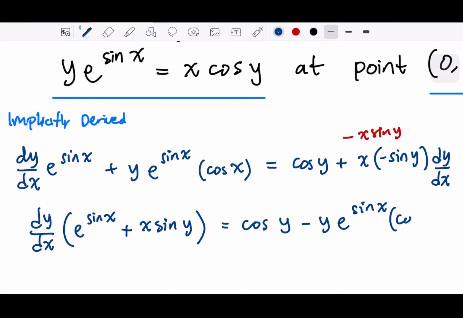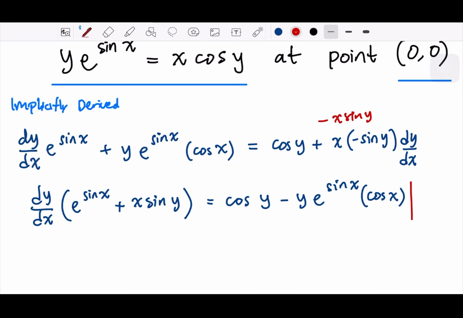Remember our goal, okay? Our goal is not to simplify this equation. Our goal is to take the slope. I mean, you can stop here and then just plug in the point 0 and 0. So you can stop here and plug in the point x equals 0, y equals 0. Plug in here, 0, e^0 is 1, 0, 0.